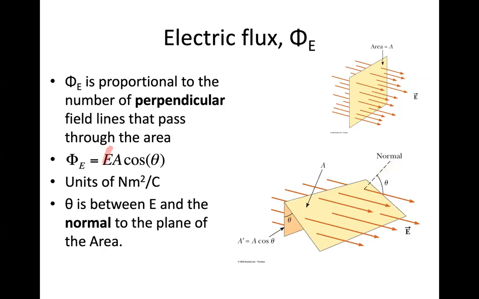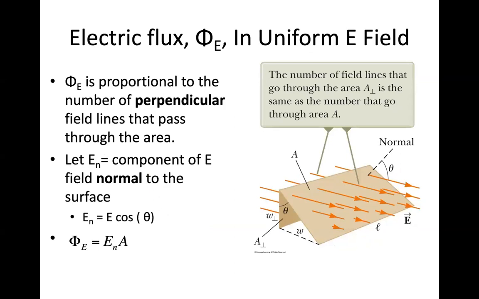Electric field has units of newtons per coulomb, and area has units of meters squared. So super important to remember that theta here, this cos theta, is between what? Between the normal to the plane of the area and the E field. Between the normal to the plane, not the surface, but the normal, and the E field. There are many ways to write this.